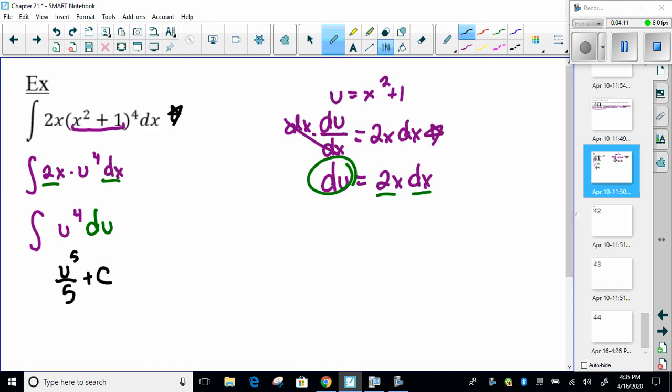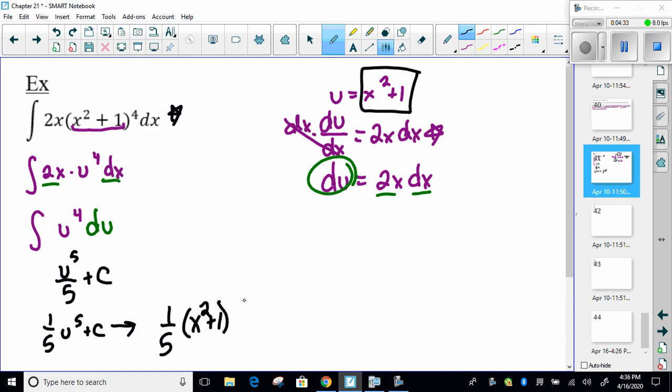That up there has x's in it. This has a u. So the very last thing you have to do is go back over here and resubstitute that back in. I'm just going to pull out this 1/5. So this is the same thing as 1/5 u to the 5th plus c. Now, last step, get rid of that u. So that's 1/5 times x squared plus 1 to the 5th power, plus c. And that's the integration. Cool, isn't it?